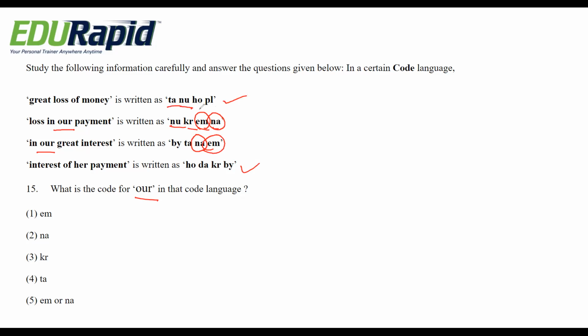Okay, let me check whether EM or NA is present in the first or fourth one. In the first one, TANUHOPL, EM or NA is not present. In the fourth one, EM, NA is also not there. So we can say that either EM or NA is the right answer. That is option 5 is the right answer.